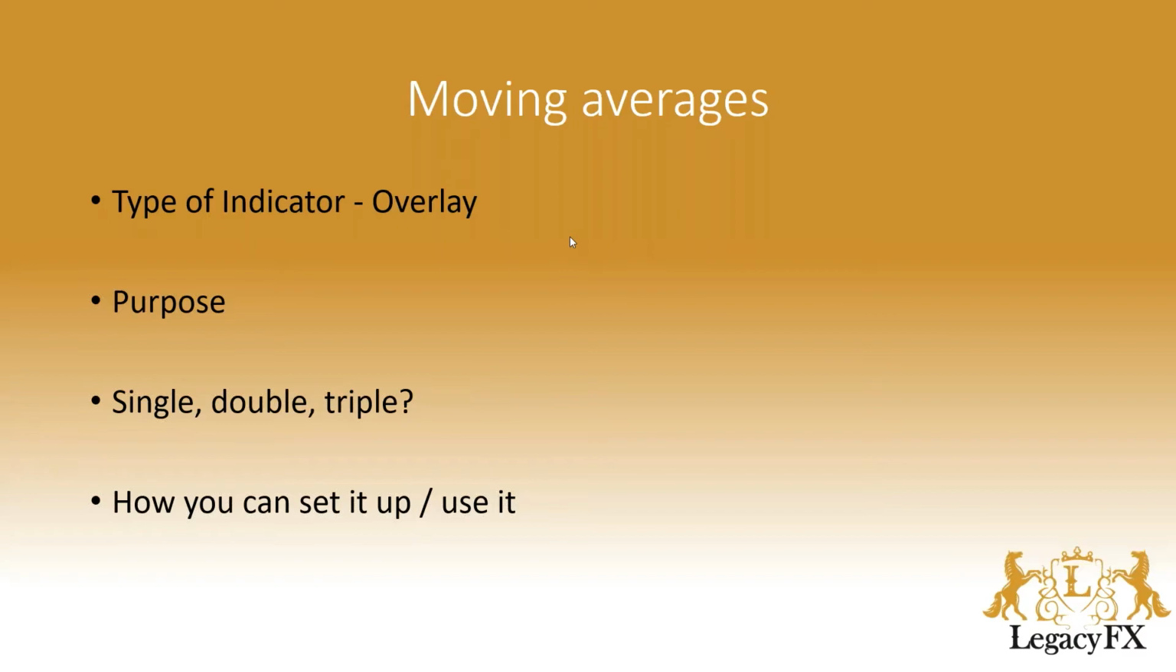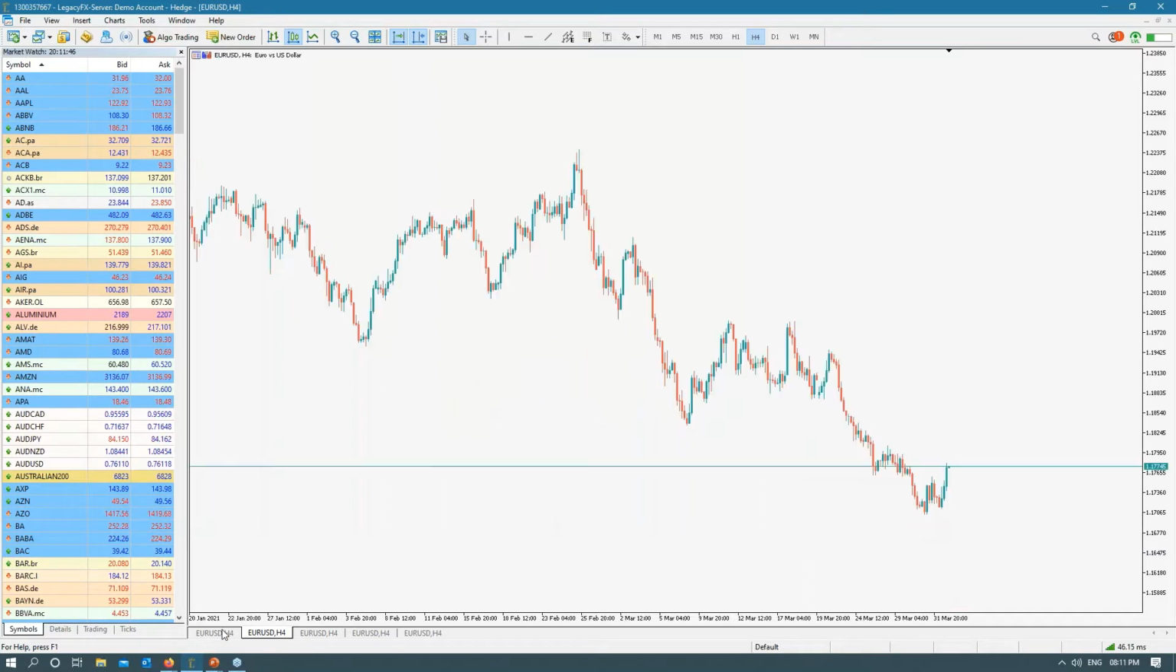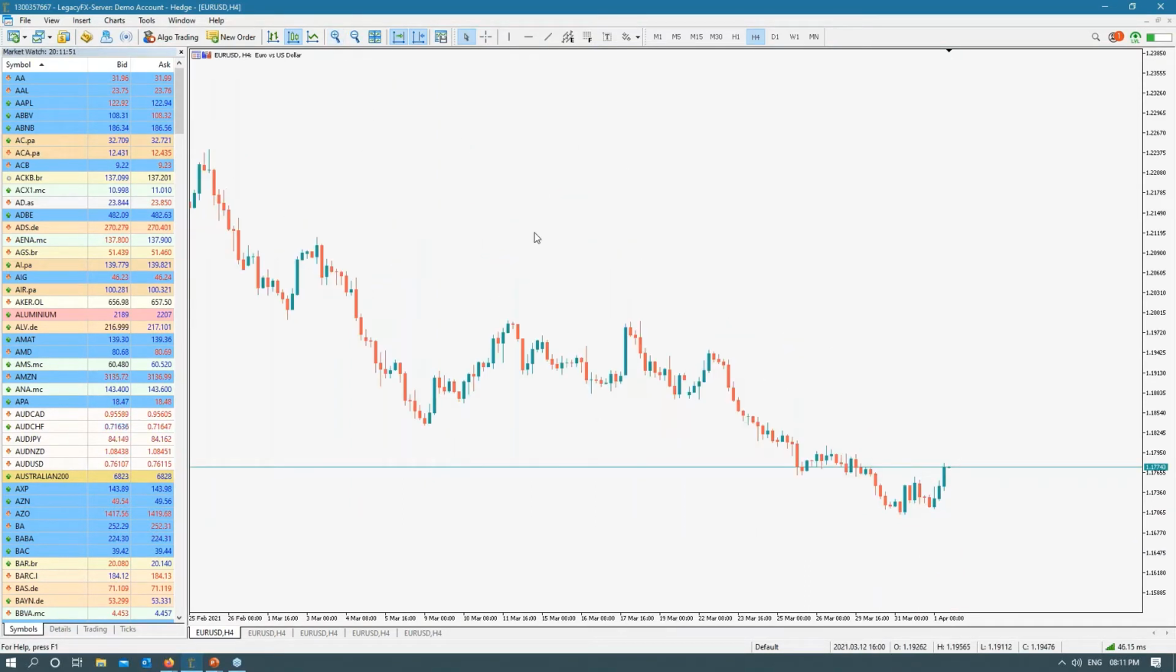Now that might sound weird, but I'm going to show you in a minute. So how do we set this up and how do we use it? Well, for that, we just simply go to a chart. So let's start with, I just grabbed the euro US dollar here because it actually looks pretty decent for it.